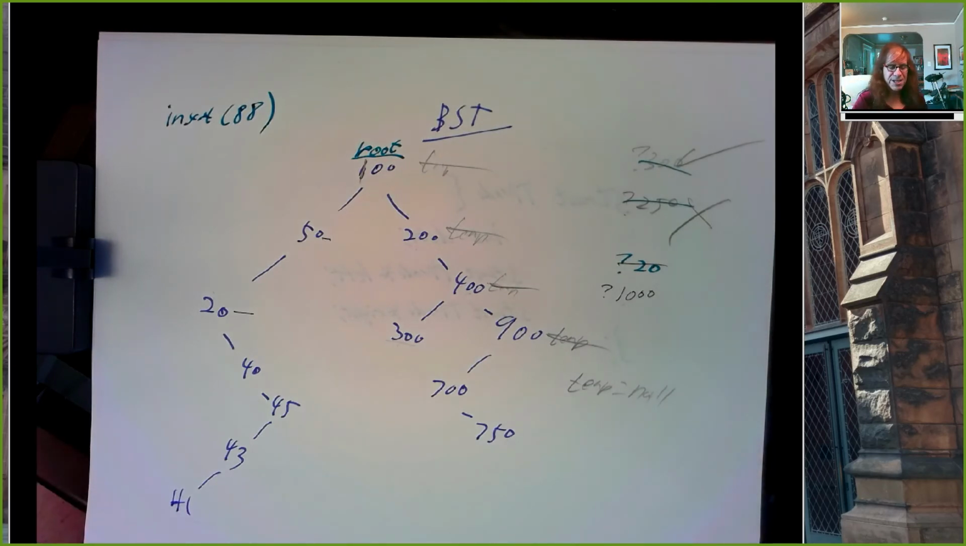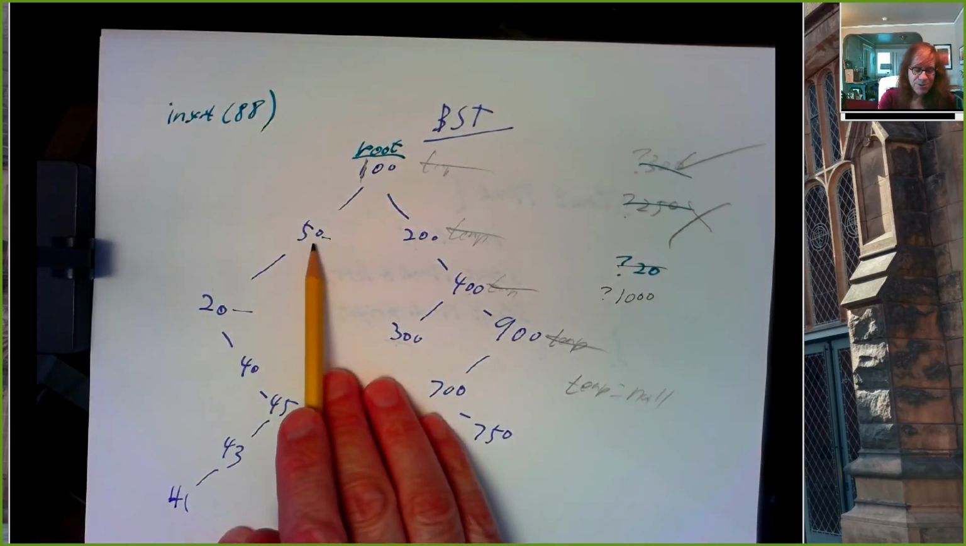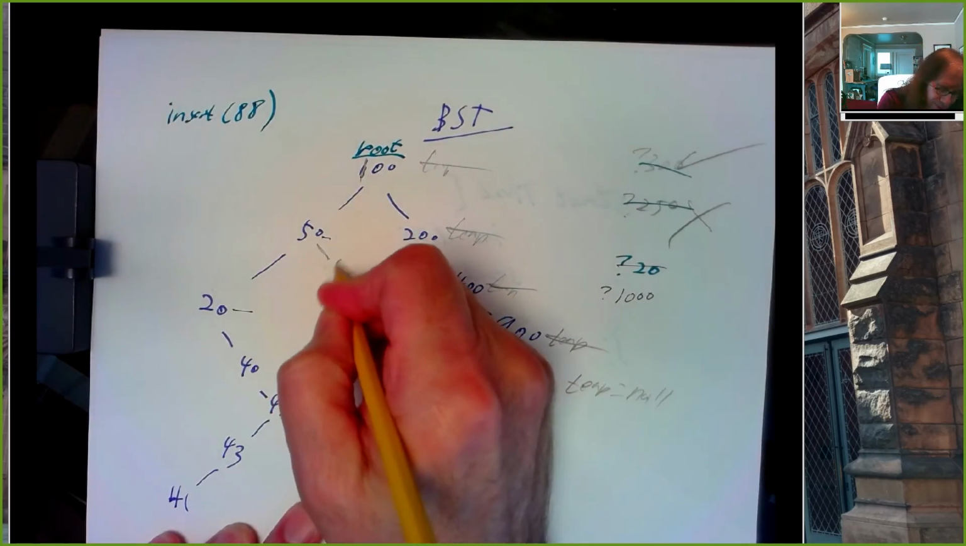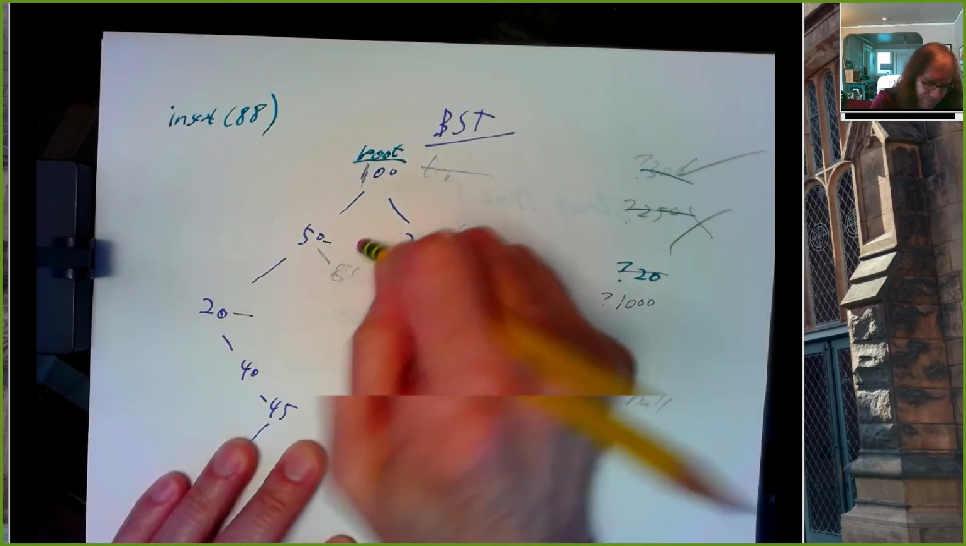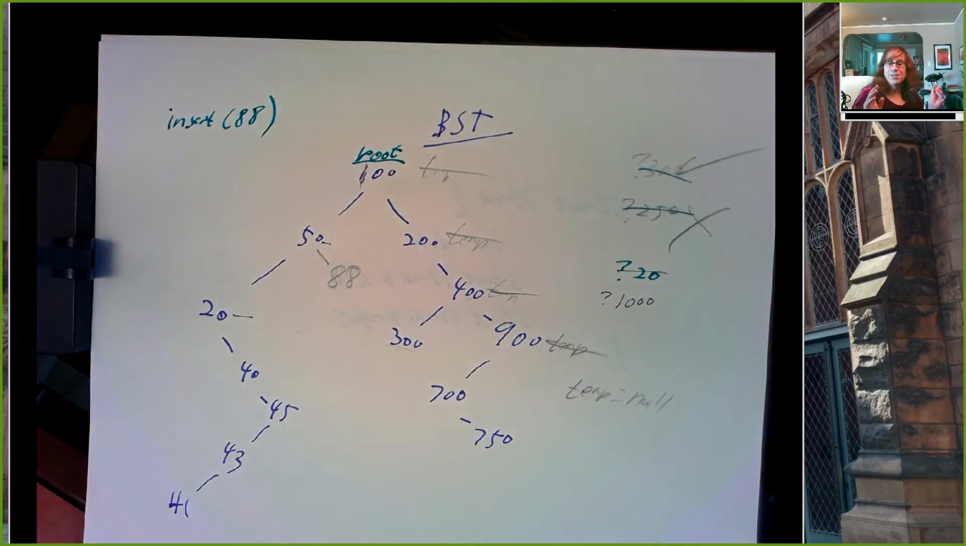Where should the 88 go in order to maintain the properties that this needs to have to be a binary search tree? Remember that main property is everything to the left of a node has to be smaller, everything to the right has to be bigger. So where would an 88 go? Definitely to the left of the root, so somewhere in this tree. And it's got to go to the right of 50 because 88 is bigger than 50. So it's got no choice. It's got to go right here. That's the only place it can go.